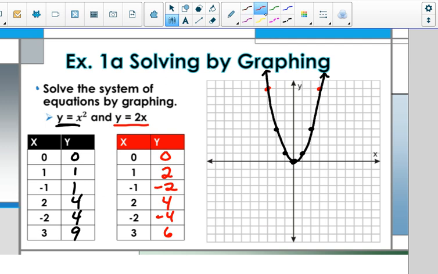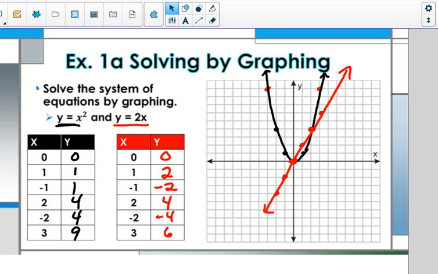The second one, put a point, 0, 0, 1, 2. Actually, that's not 1, 2. 1, 2 would be up here. So let me fix this one here. Okay, then -1, -2. So -1, -2 is down here. Then I have 2, 4. So 2, 4 would be right here. Then I have -2 and -4 down here, and then 3, 6. Now I can draw my line, connect it.